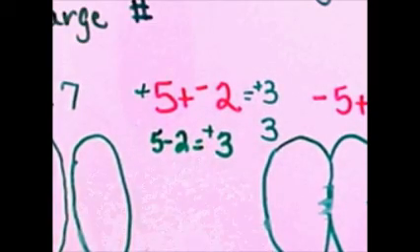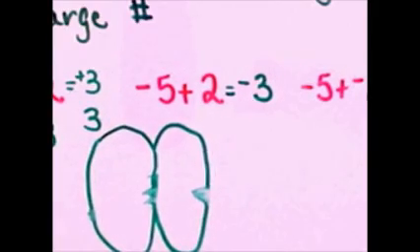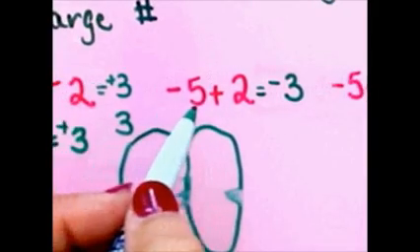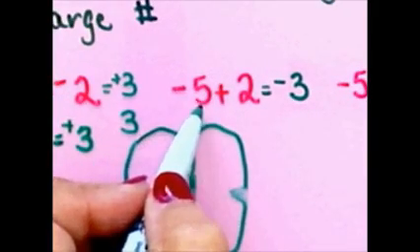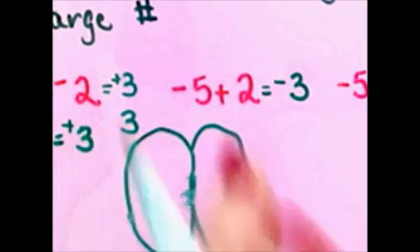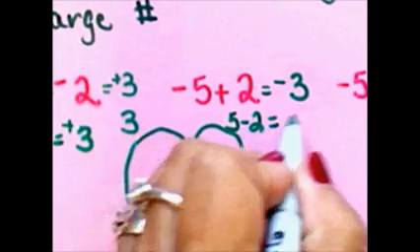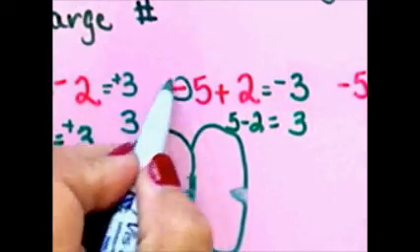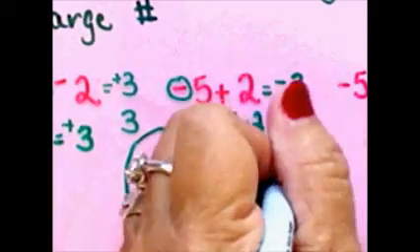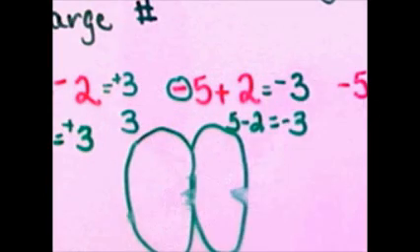chip model. Alright, in this problem, we have a -5 and a positive 2. Signs are different, so we're going to subtract. So 5 minus 2 is 3. And the sign of the big number is negative, so my answer is negative. I get exactly the same thing that we got when we did the chip model.